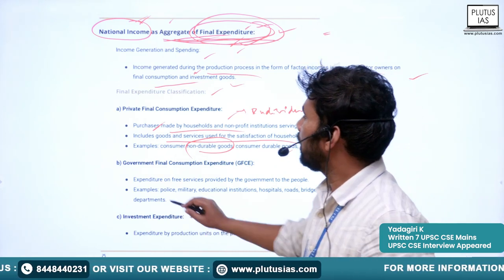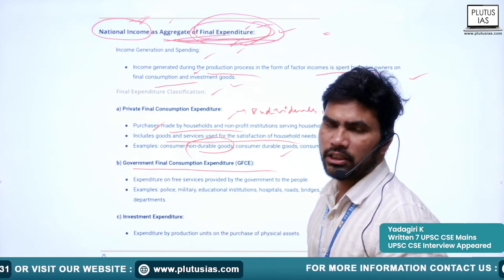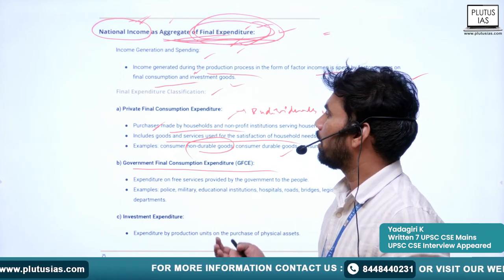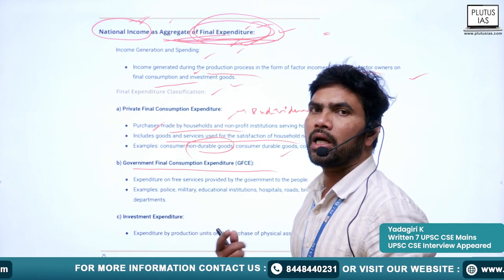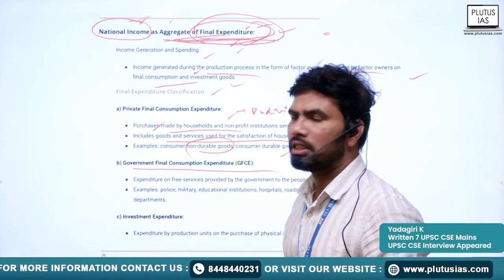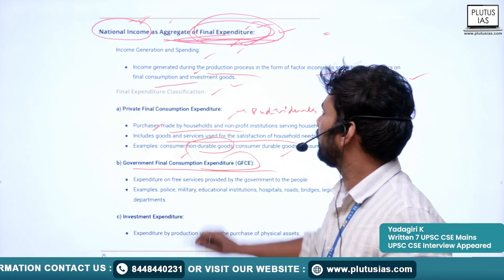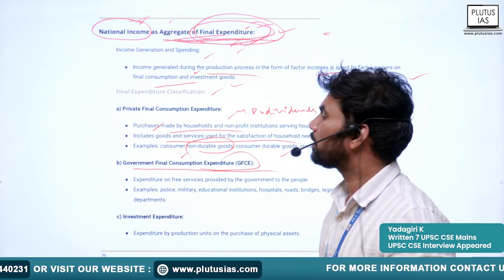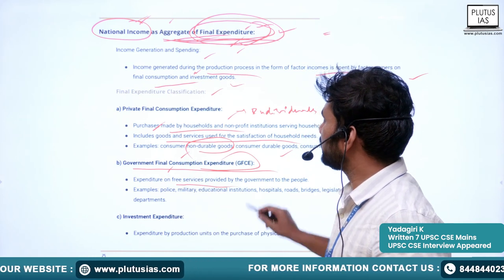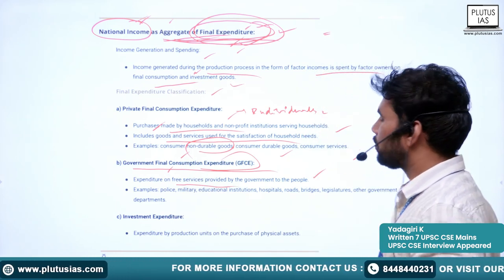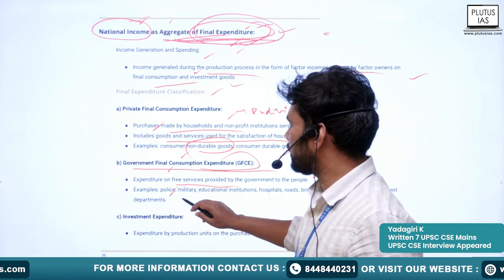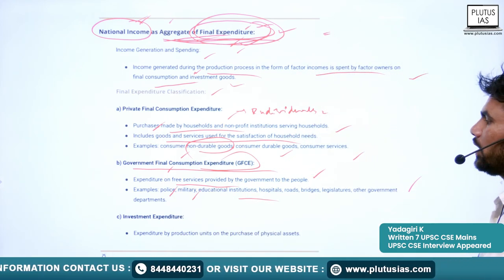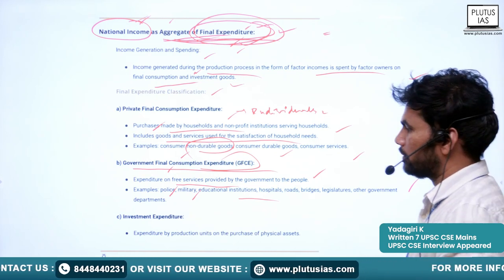Second category is government final consumption expenditure. So for common consumption, collective consumption or collective utilization, the government will be doing expenditure for purchase of goods and services. So expenditure on free services provided by the government to the people. Examples include police, military, educational institutions, hospitals, etc. These will come under this category.